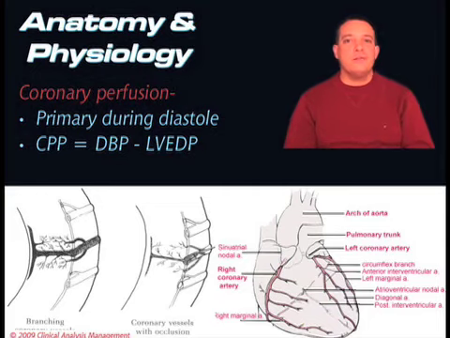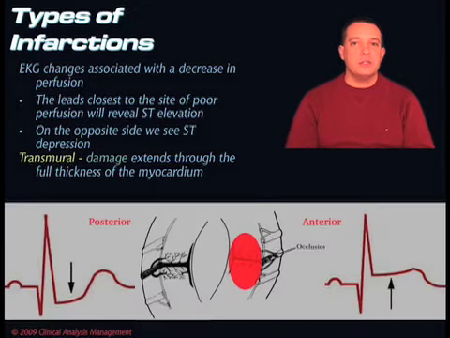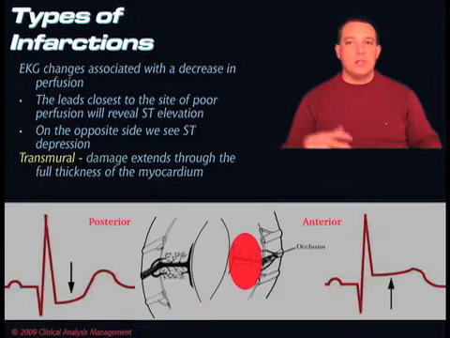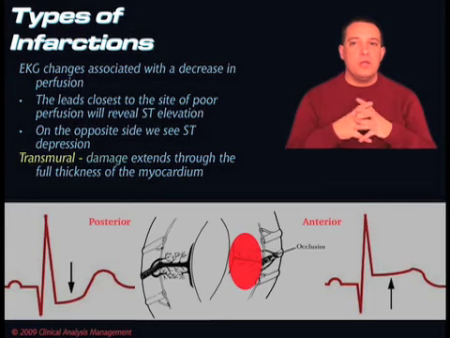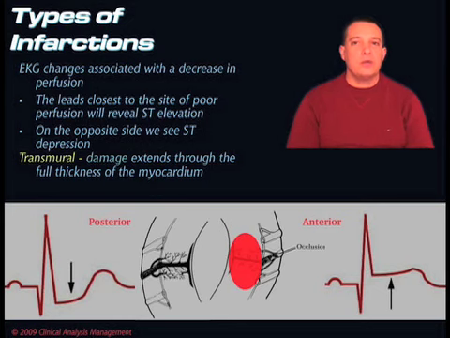Okay, so let's talk for just a few minutes about the different types of infarctions. So we've talked about coronary perfusion and how that all plays, and let's talk about how different types of infarctions present themselves. When we talk about infarctions, the way that we used to diagnose infarctions was based on criteria that we would either call transmural or subendocardial. So we'll talk about the old transmural MI first.